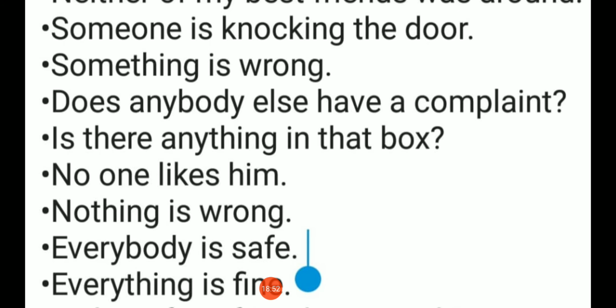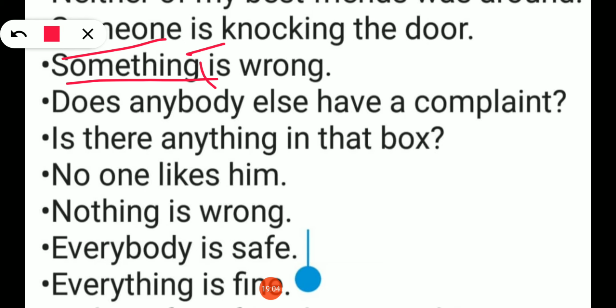Next one, someone is knocking at the door. So someone is singular. Next, something is wrong. Something has gone wrong. So everywhere we are using a singular auxiliary verb. Next one, does anybody else have a complaint? Here does is a singular verb, and we have used anybody. It is a little bit difficult to use anybody and anything at the beginning of the sentence, right?